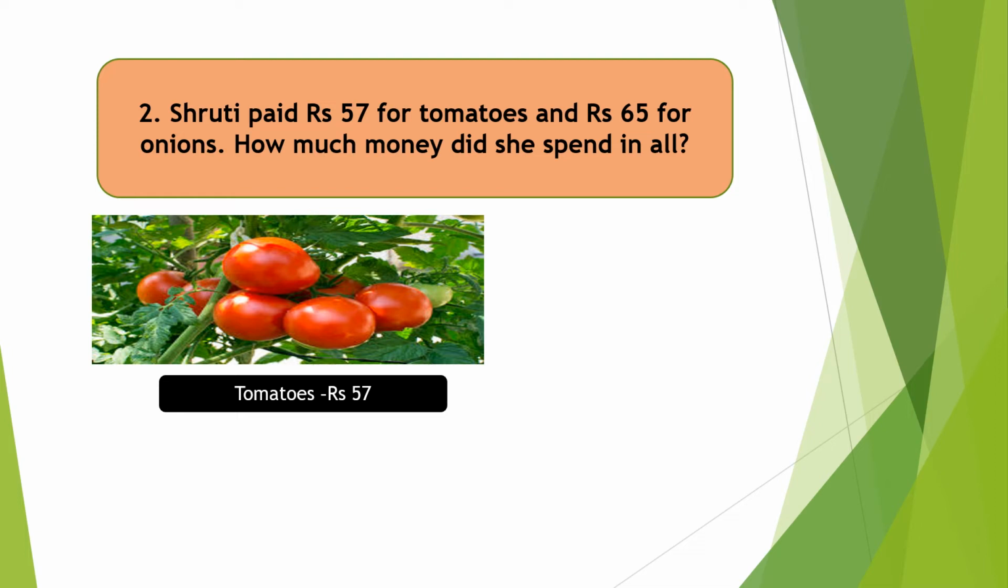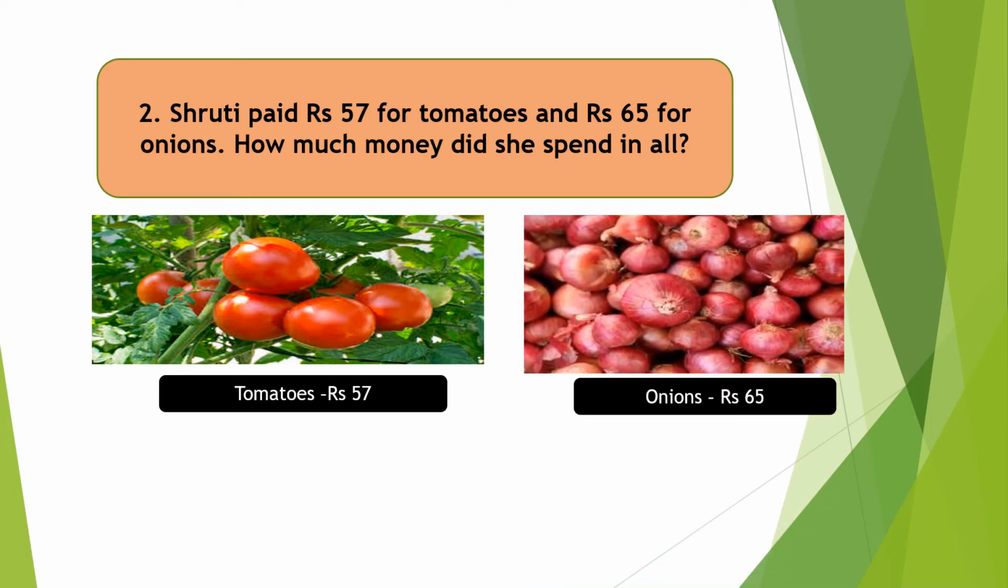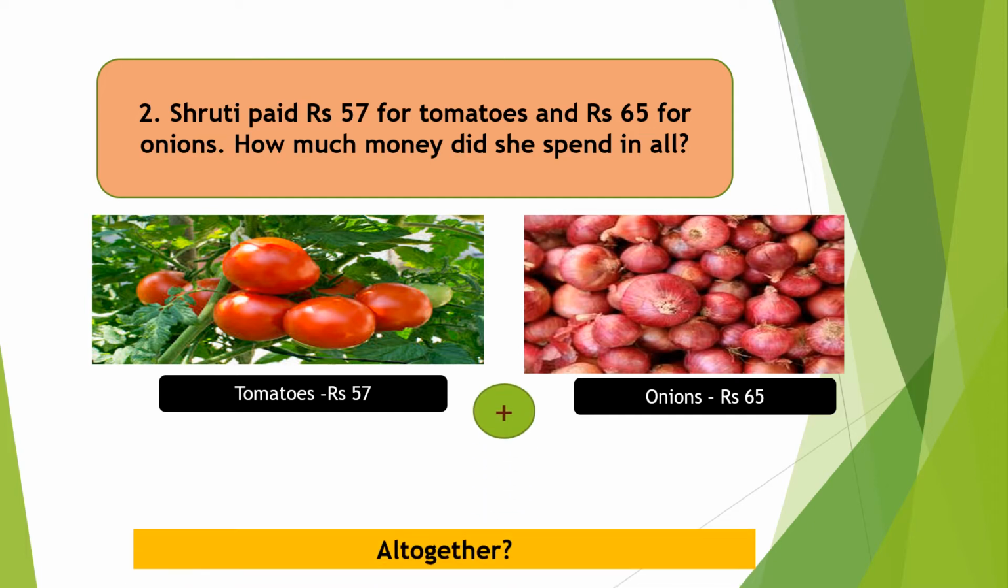So we know Shruti purchased tomatoes and how much rupees she spent? 57 rupees. Again what she purchased? Onions. How much she spent? Rupees 65. So, altogether, how much money did she spend? What you need to do? You need to add tomatoes amount plus onions amount. That is rupees 57 plus rupees 65 and you will come to know how much money did she spend in all.